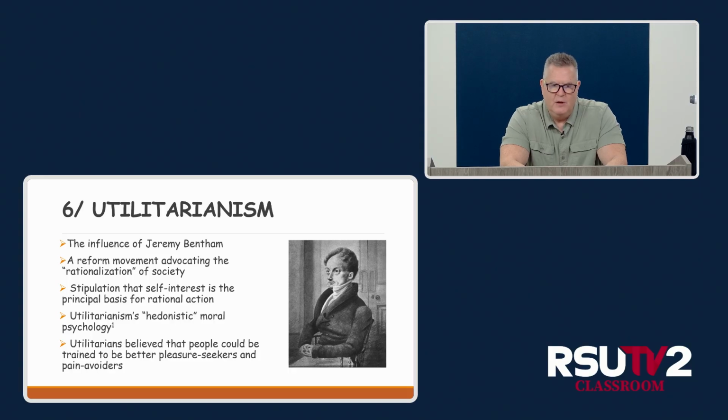Another important influence of this period is utilitarianism. Utilitarianism was a philosophical movement. It emerged again in the early decades of the 19th century. It was a reform movement advocating the rationalization of society. Utilitarians stipulated that self-interest was the principal basis for rational action. Utilitarians advanced what is known as a hedonistic moral psychology. Basically, a moral psychology is this sense of what motivates a person to act.